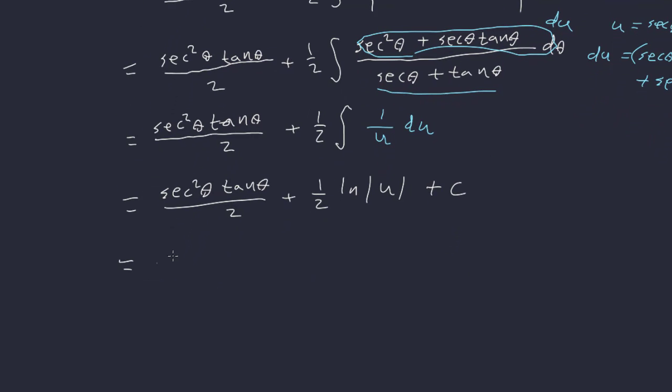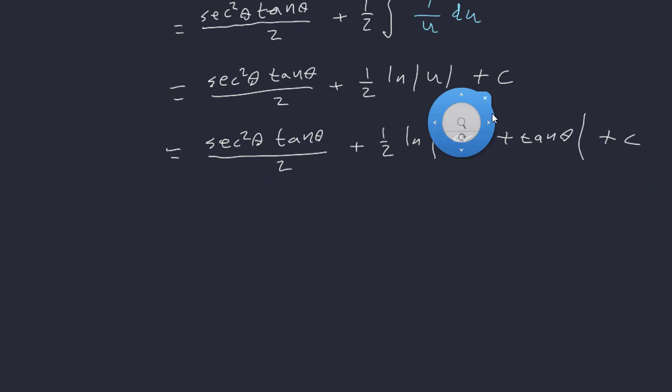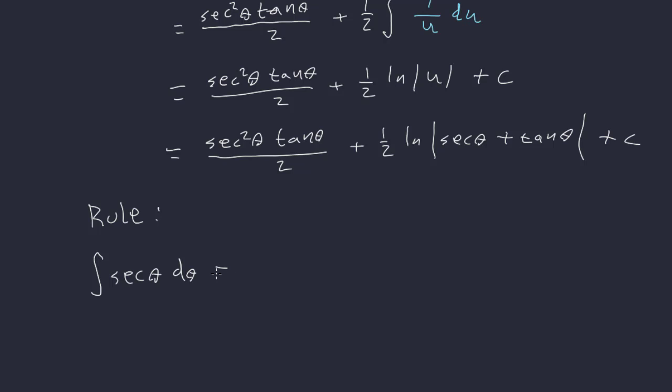And then when we put our thetas back in, we'll get 1/2 natural log absolute value of secant theta plus tangent theta plus c. Okay, now that we've done this work, we don't have to do this again. All right, so that tells us that we now have a rule that we could just apply, that the integral of secant theta d theta is the natural log of the absolute value of secant theta plus tangent theta. Okay, so that'll help you out if you know that one.